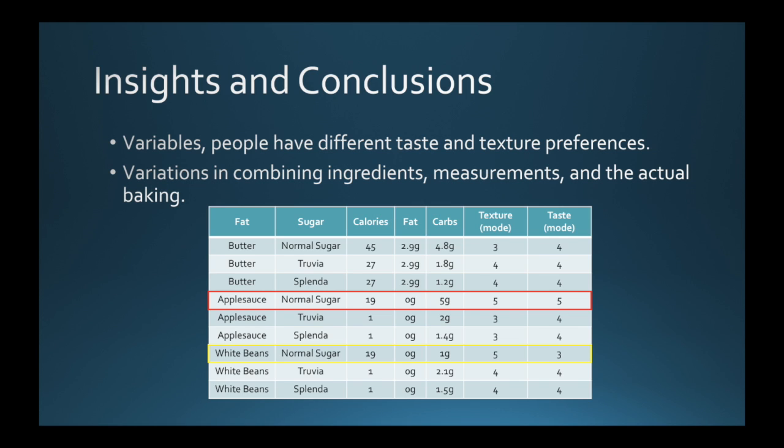However, when it came to taste and texture, people preferred the applesauce and normal sugar cookies the most, seeing as the mode, the number that shows up the most, for both categories is a 5, the highest rating possible. But when it came to maximum desirability, the prediction profiler suggested that the white beans and normal sugar cookies were the best cookies that would produce the maximum desirability. We are not sure where this discrepancy comes from, but this is something that we should look into for further research.